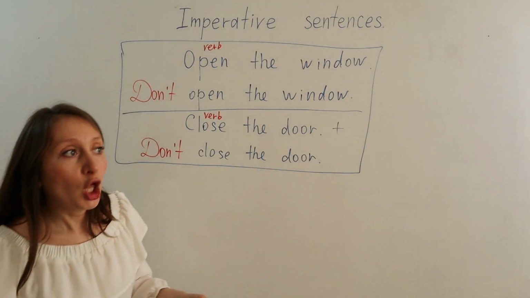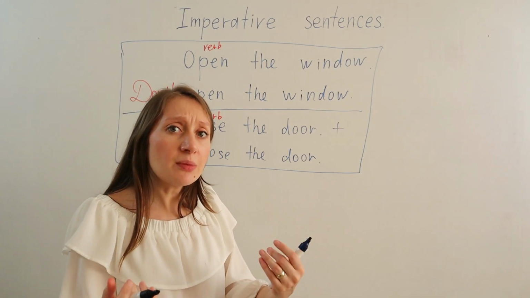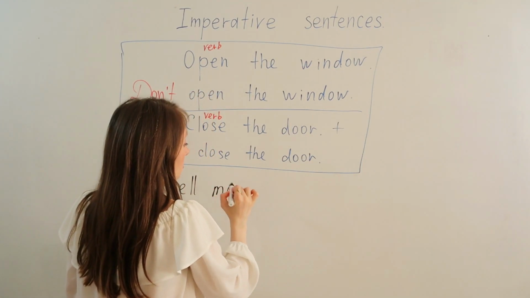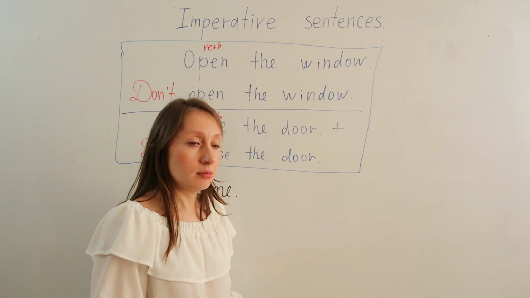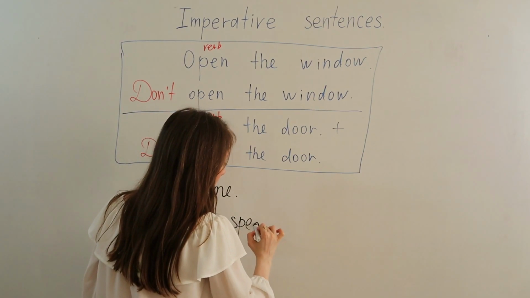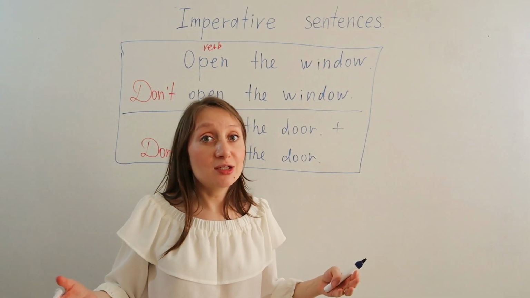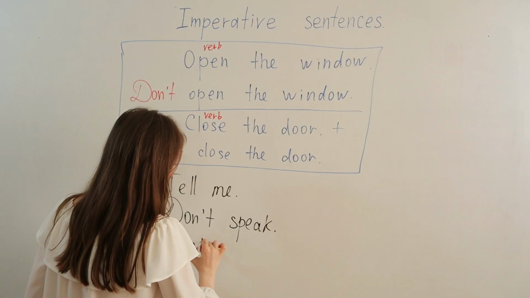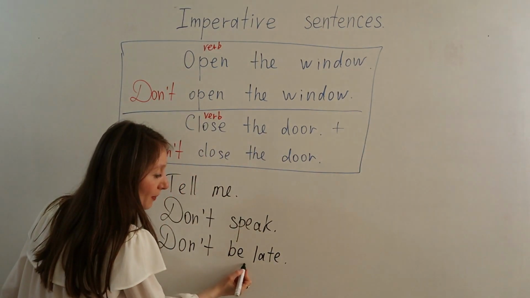So, let's make some examples together with you. For example, the phrases that you use all the time. You talk with your friend. You say, tell me, my friend. Right? Or usually the teacher says at the lesson, don't speak. Right? Don't speak. One more example. The mother says to the child, don't be late.